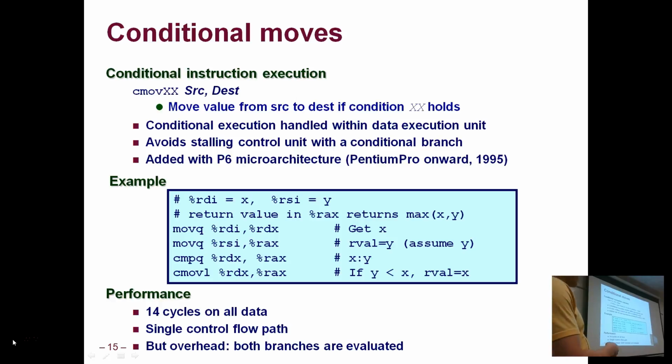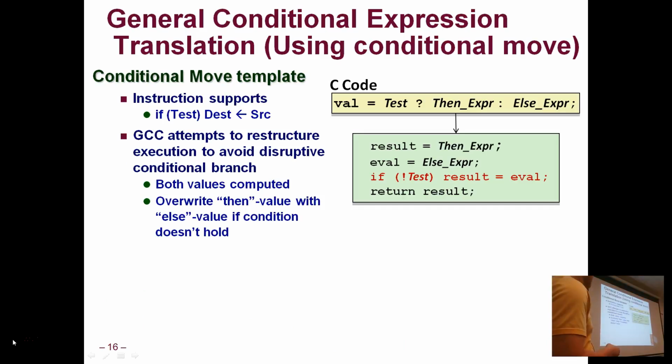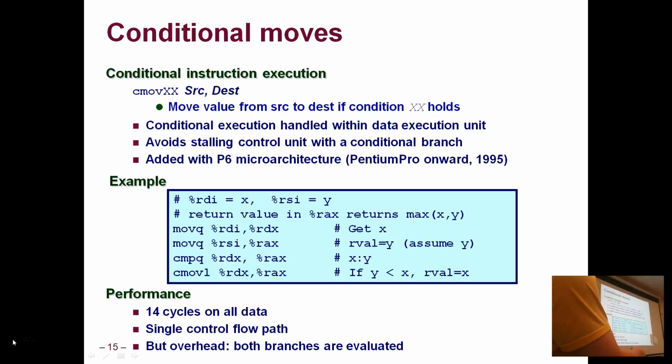But one of the things is the performance of this is 14 cycles, all in the data path, and a single control flow path. This is way better than that conditional branching implementation, which is why I'm covering it. Okay, but the overhead is that both branches are evaluated. So you're going to get x and you're going to get y stored, and then you're going to do this conditional move.